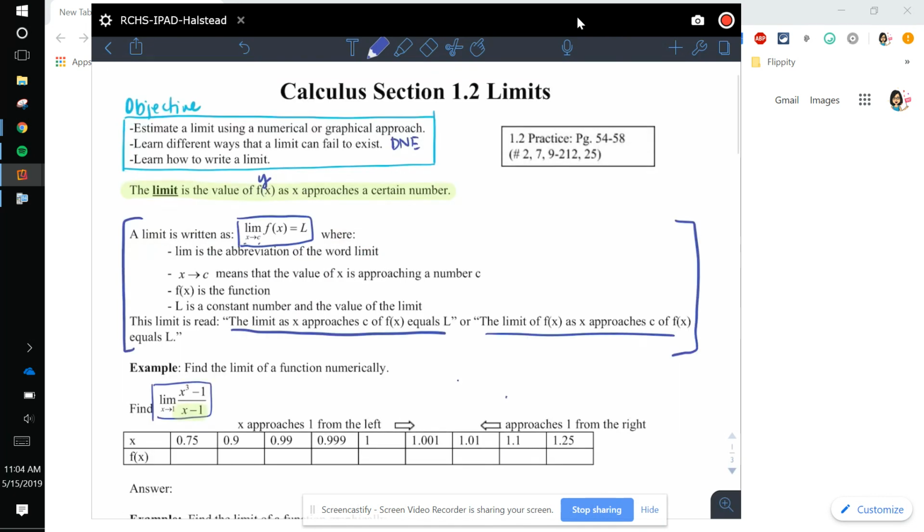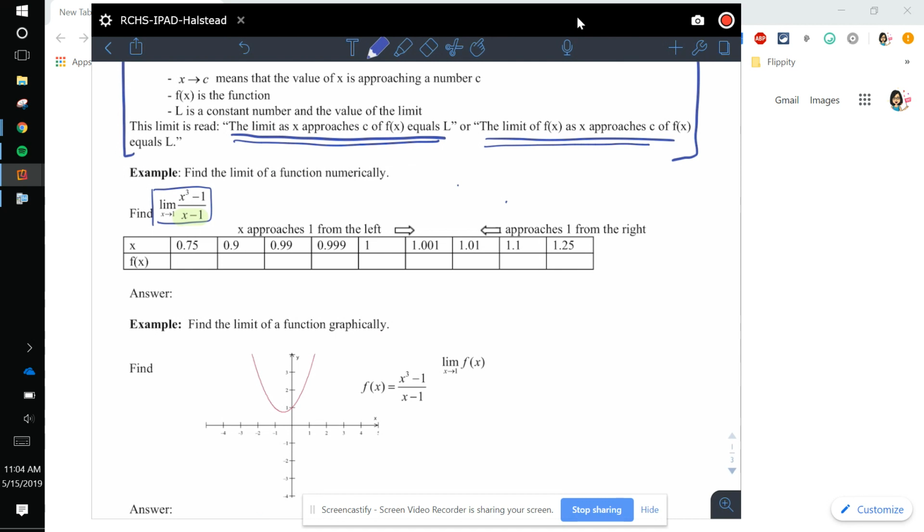So a limit is the value of f of x or y as x approaches a certain number. The limit is written as the limit as x approaches c of f of x is equal to L, and that's written right here. So the limit is when we get really close to a certain x value, what's happening to our y value, okay? So we're going to look at our first example.